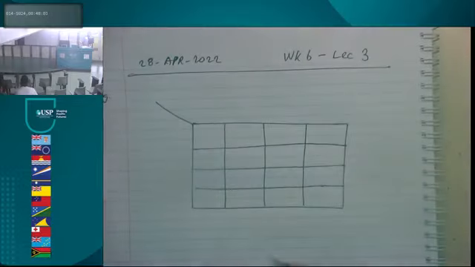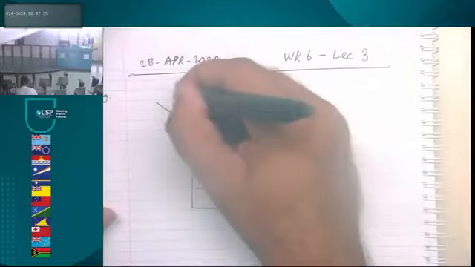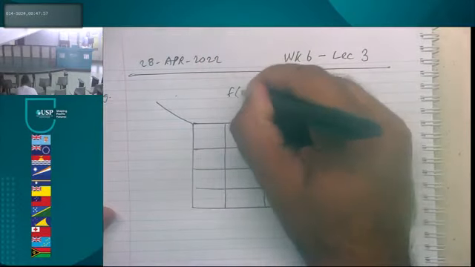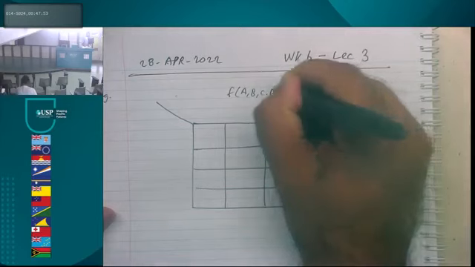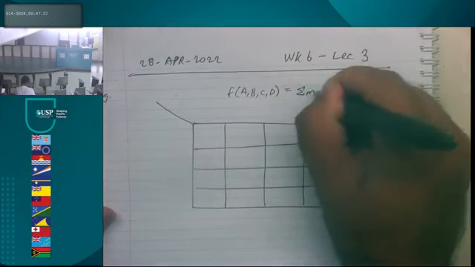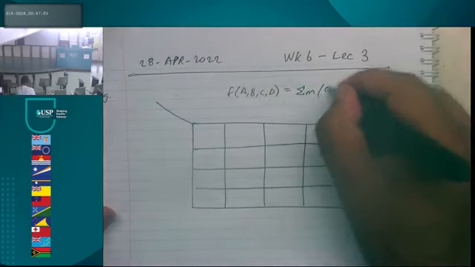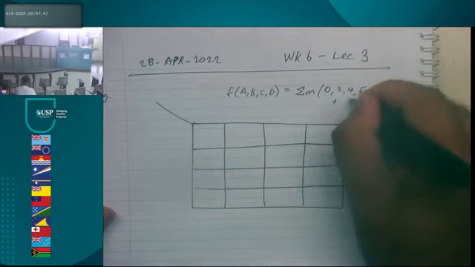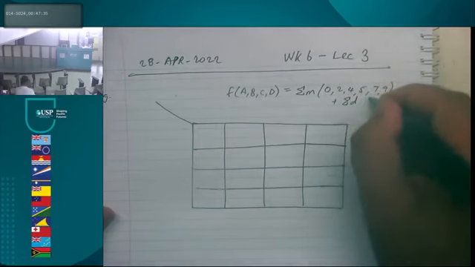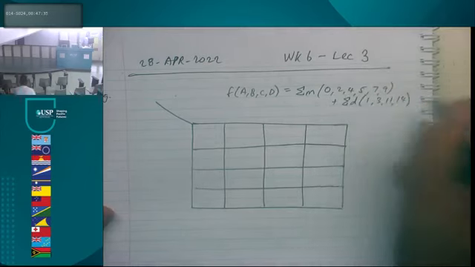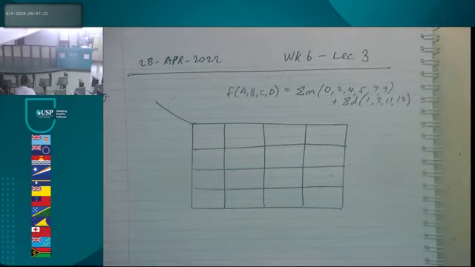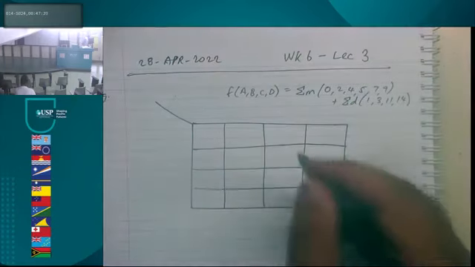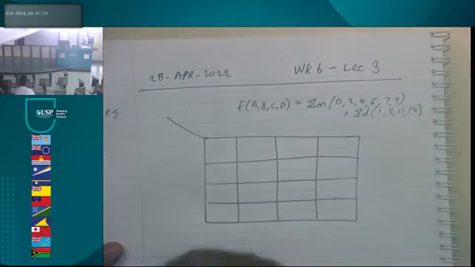Okay, let's consider this example, all right? And after this, you guys should start to become familiar with what we are doing. Okay, and the question says, you have f of a, b, c, d is equal to sum of min terms of 0, 2, 4, 5, 7, 9, and sum of don't cares of 1, 3, 11, 14. All right, so the way we're going to do this is a Karnaugh map, it's drawn already. Okay, we want to find the minimum sum of products.